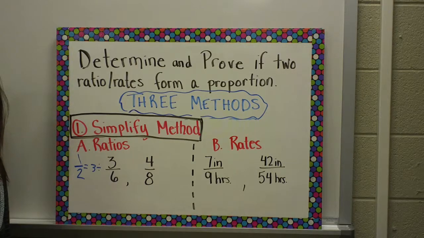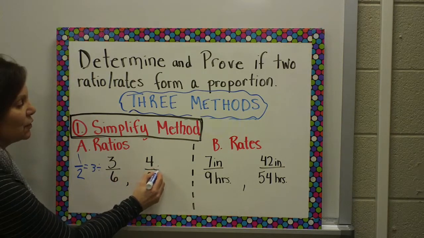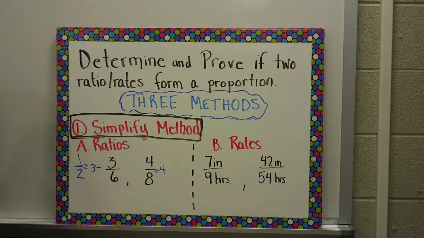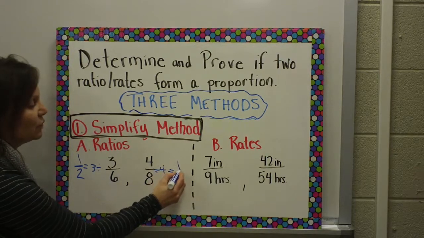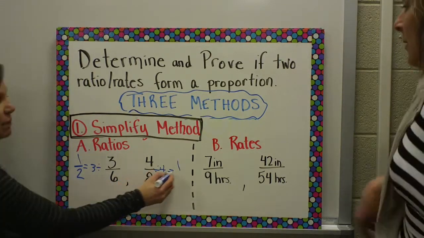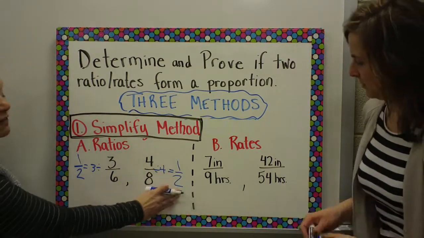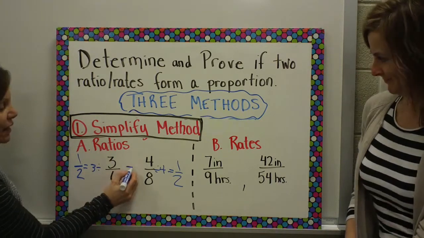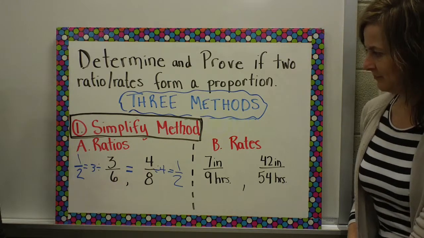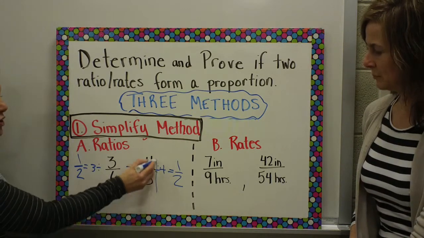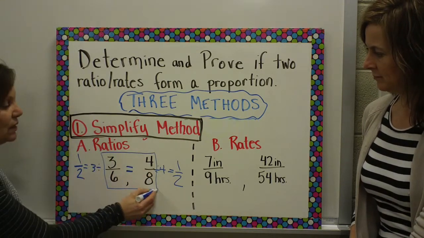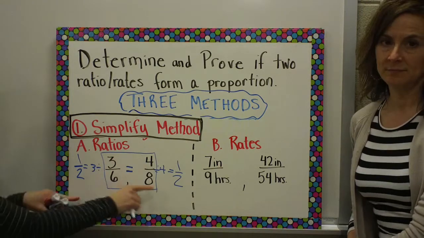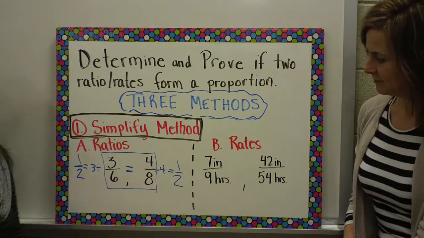4 and 8 have a common factor of 4, so I am going to divide by 4. 4 divided by 4 is 1. 8 divided by 4 is 2. If after simplifying, they are the same ratio, that means that 3 to 6 and 4 to 8 form a proportion. So I can now write in my equal sign. They are the same. I proved it by simplifying.